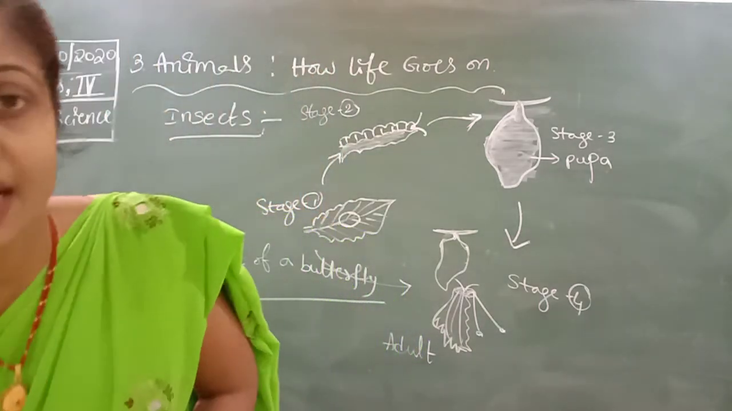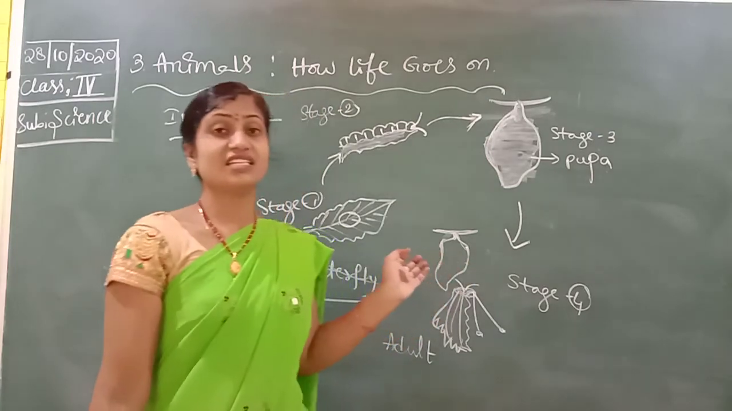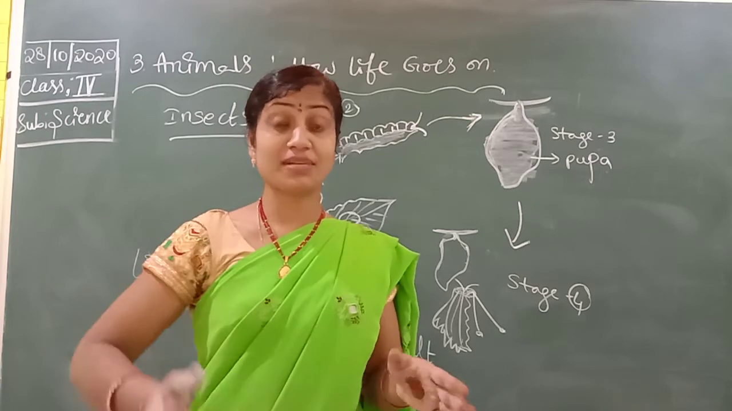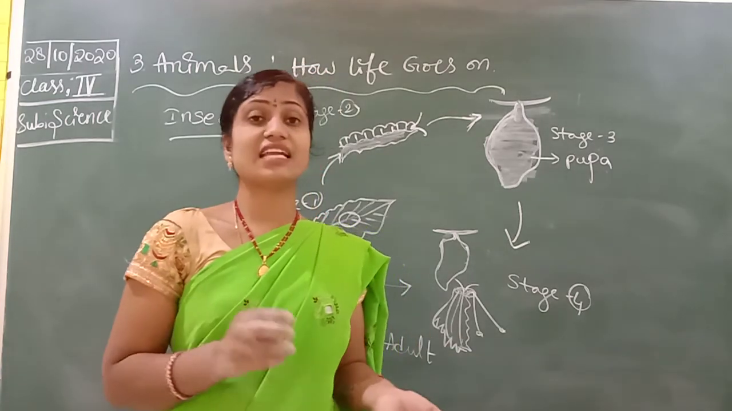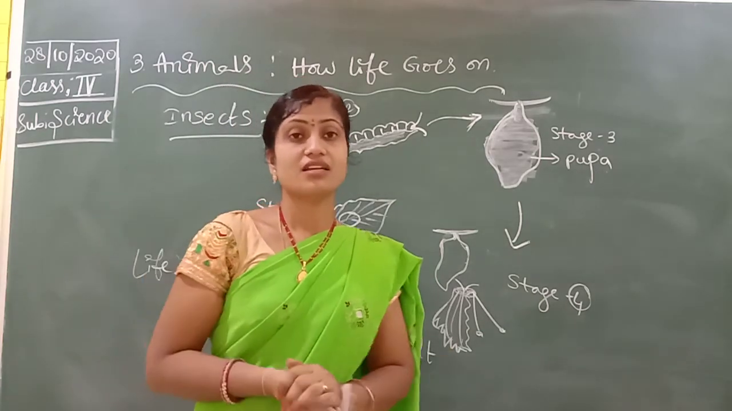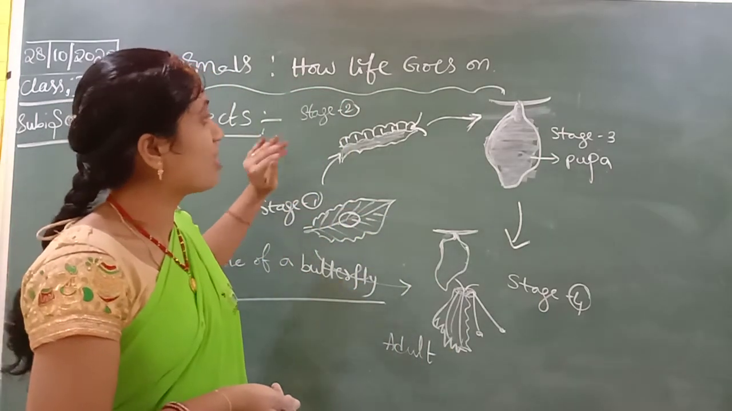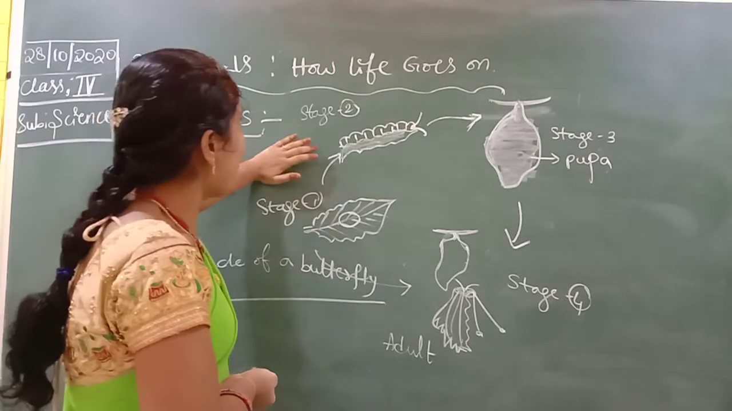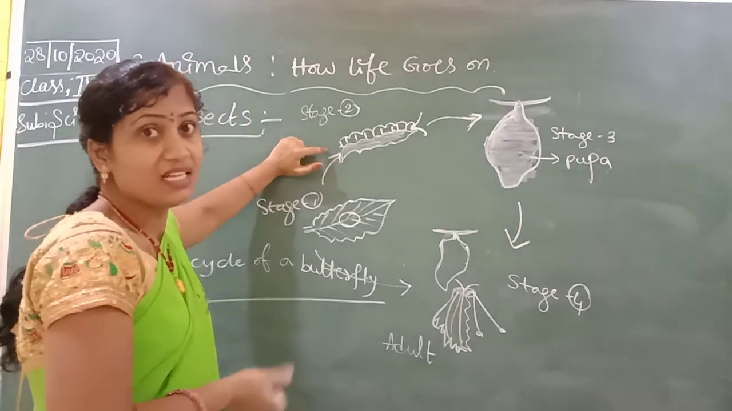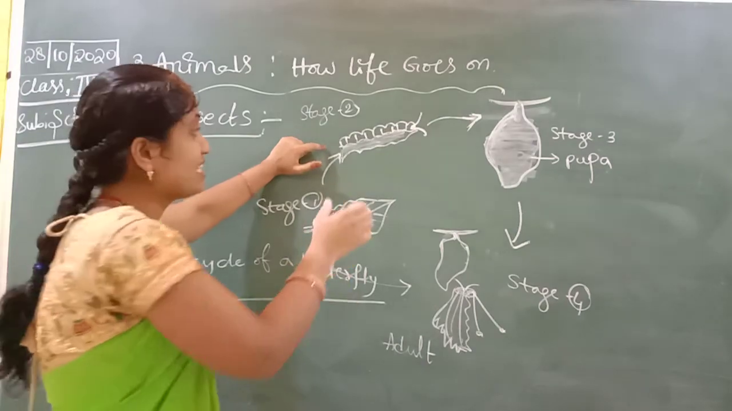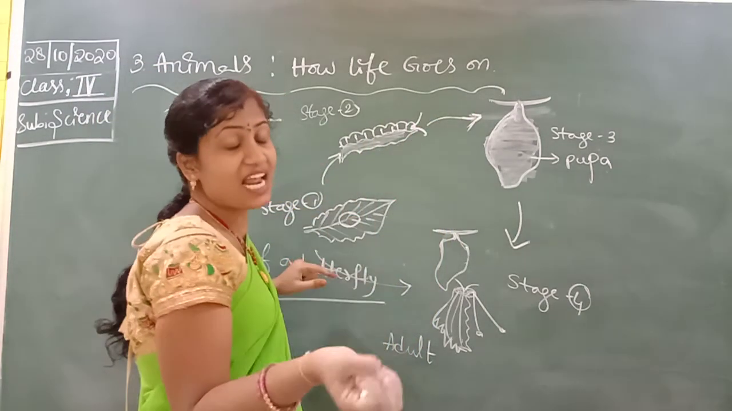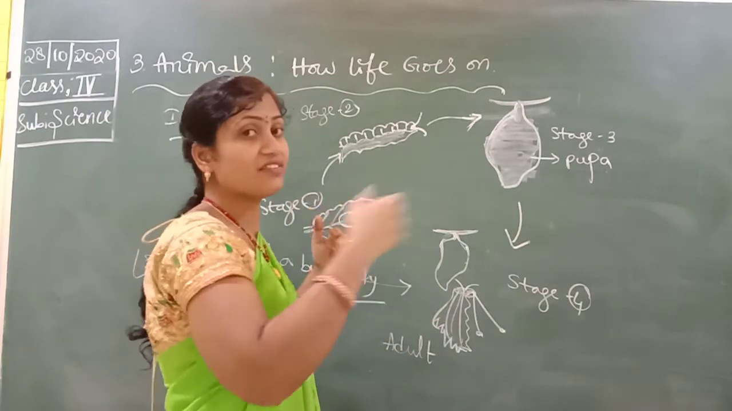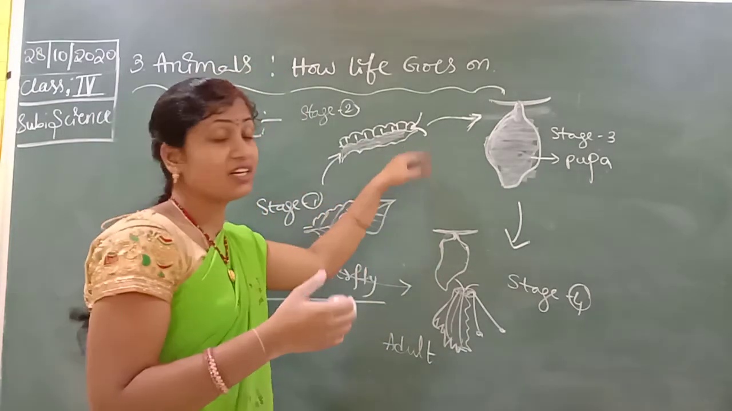Adult insects do not take care of their children. After laying eggs, after the babies hatch out of the eggs, the adults leave them and go away. So this is the life cycle of a butterfly. First of all, the butterfly lays eggs. What hatches out of the egg is called a caterpillar. The caterpillar eats leaves. After some days, it stops eating and covers its body with the pupa.